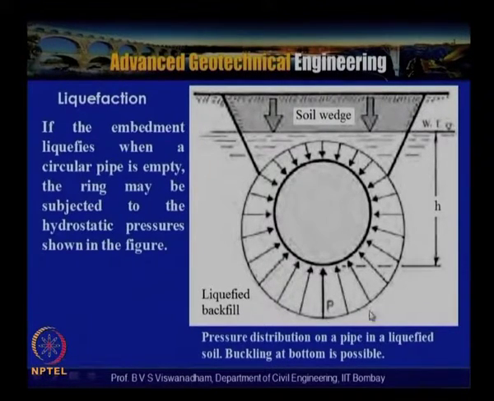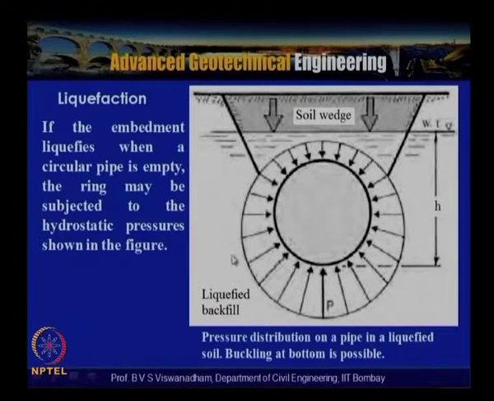The distribution of the pressure at the onset of liquefaction is estimated like this, as shown schematically here: maximum at the base and minimum at the top, and compared to the base the side magnitude is less. So if the embedment liquefies when a circular pipe is empty, the ring may be subjected to the hydrostatic pressure shown in this.